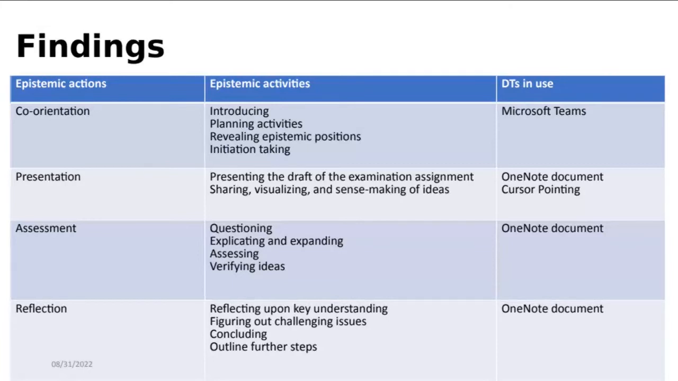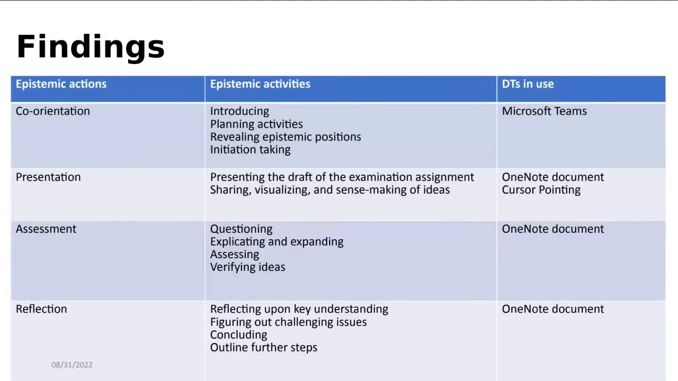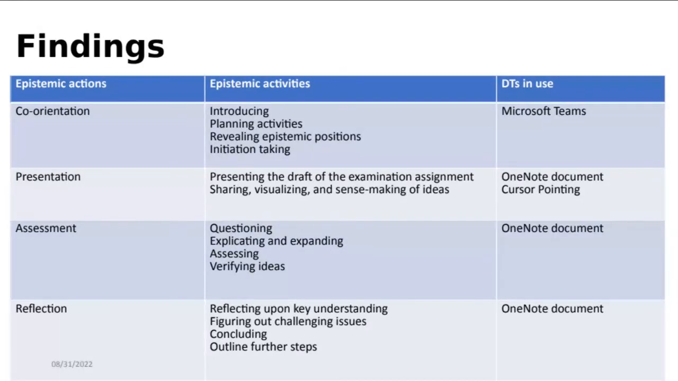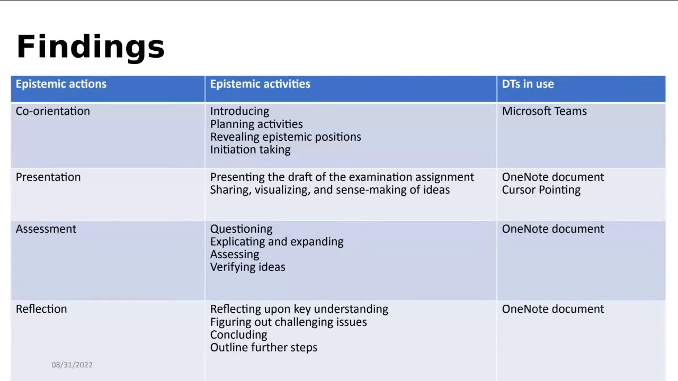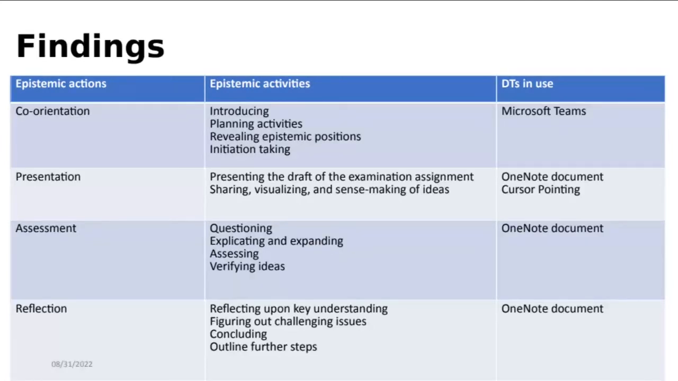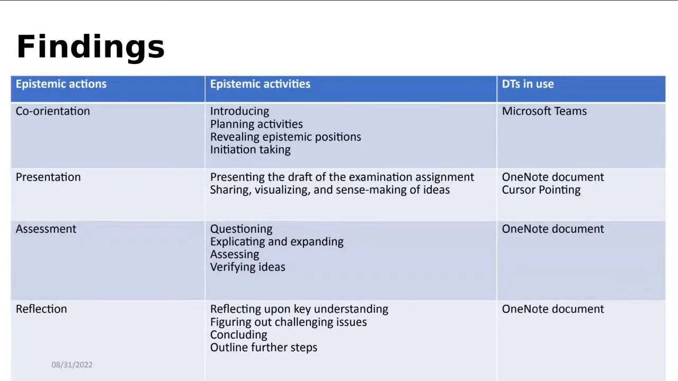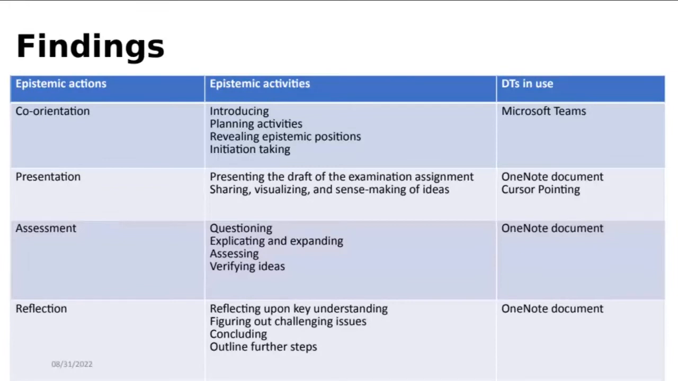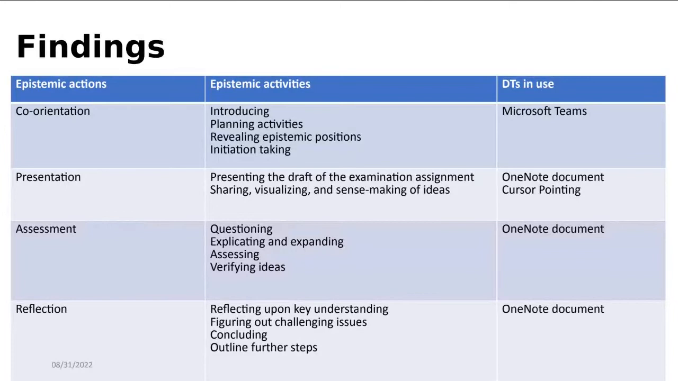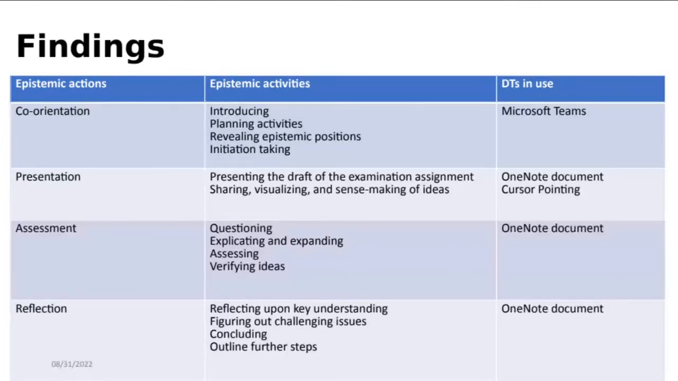The third action was assessment. They started questioning how they would solve those things, how they would create a flipped classroom. Explicating and expanding, assessing and verifying ideas were the main epistemic activity in the third stage. The OneNote document remained in the background, and they frequently used the document to confirm their ideas or positions. The final action was reflection. That was more about reflecting upon key understandings: this is what I understood, or I was not clear about this thing, or these are the things I became clear about. Then figuring out the challenging issues, concluding, and outlining the further steps.